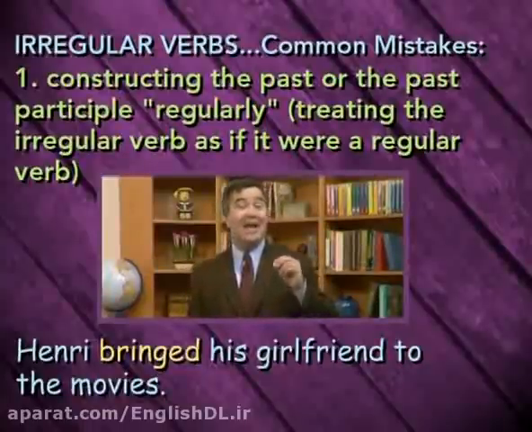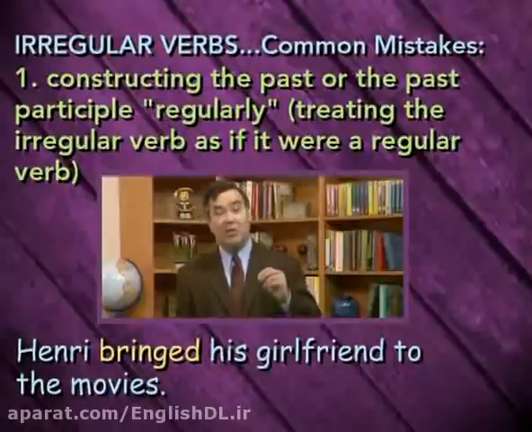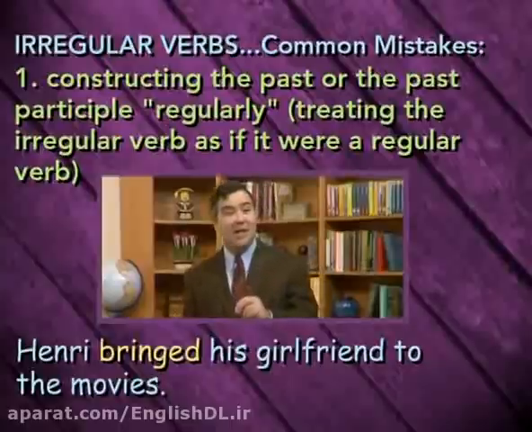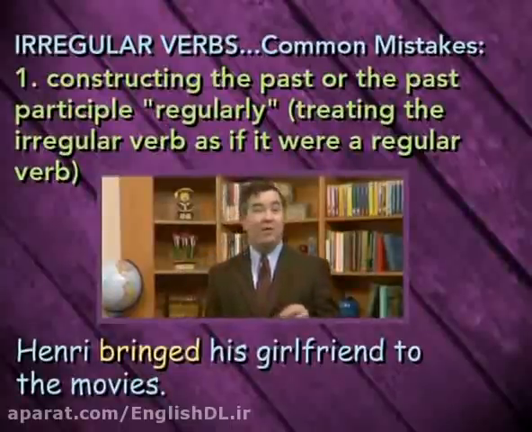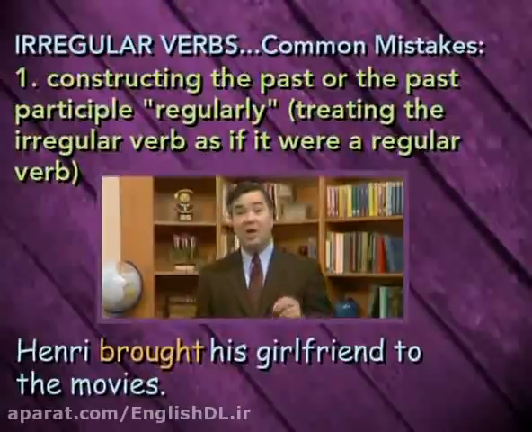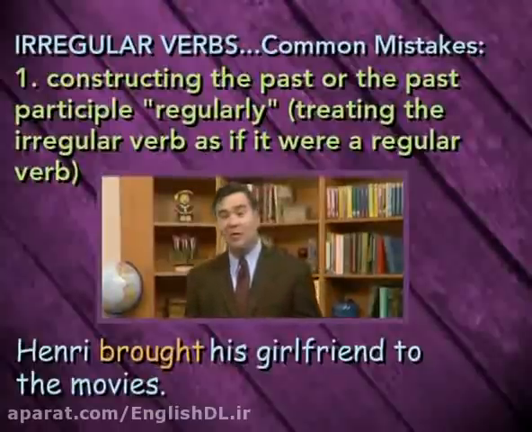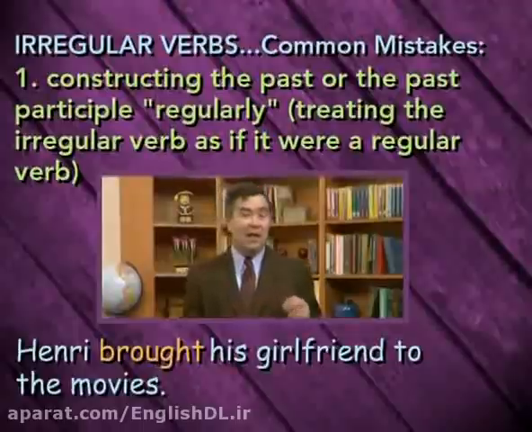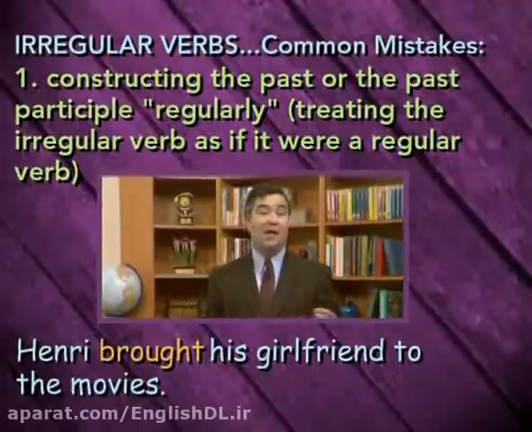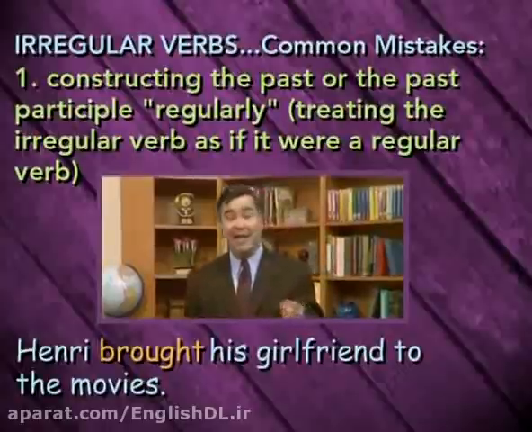Since bring is an irregular verb, we have to look at our study guide in order to determine how the past form of the verb would be created. And the past form of bring is brought. So the sentence ought to read, Henri brought his girlfriend to the movies. The incorrect form, bringed, is the kind of thing that's commonly used as a mistake in English.